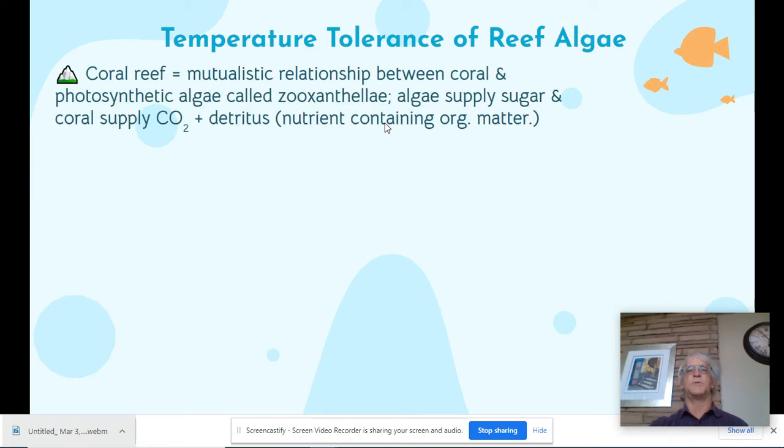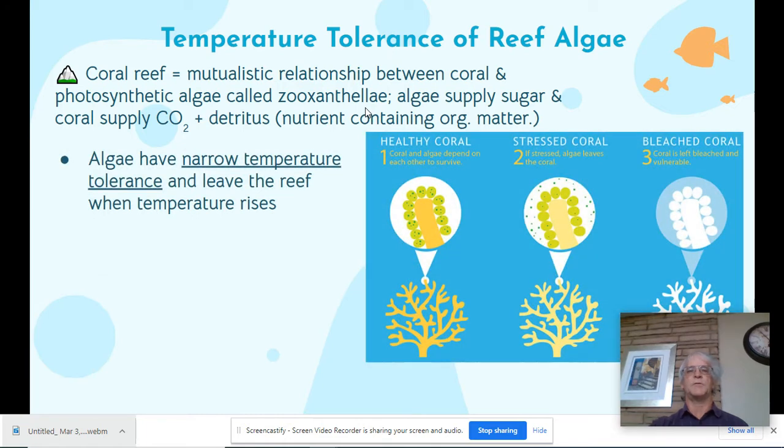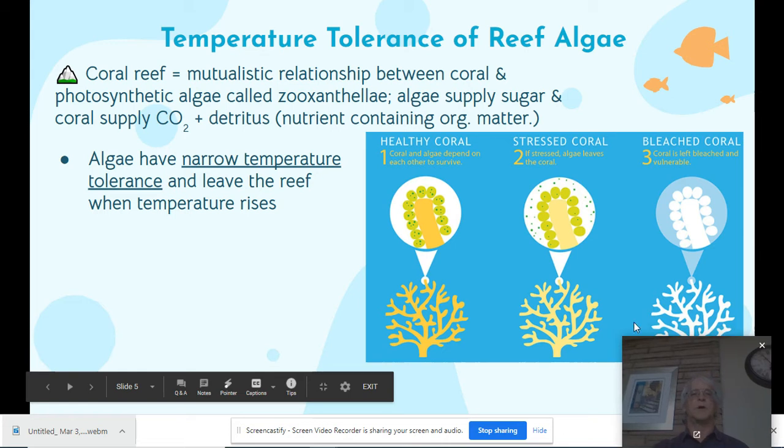Temperature tolerance of reef algae. Coral reefs have a mutualistic relationship between the coral and a photosynthetic algae called zooxanthellae. The algae supply the food and the coral supplies the home. There's also decomposition happening. Algae have a very narrow range of temperature tolerance and leave the reef when the temperature gets too high.